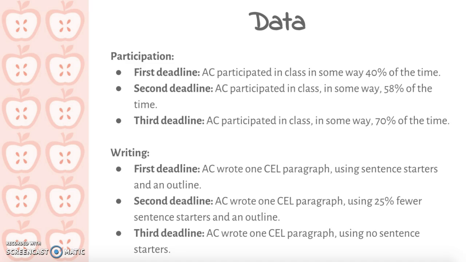With regard to her second deadline, for the first CEL paragraph that she wrote, she used sentence starters and an outline, which has been the same that she's been doing all semester for me. And then the second one, she wrote a CEL paragraph with 25% fewer sentence starters. Basically, we went through the outline that she would typically get and removed a chunk of the sentence starters so that she would have to come up with a sentence on her own. And then finally, with the third paragraph, she was able to write a CEL paragraph with no sentence starters.